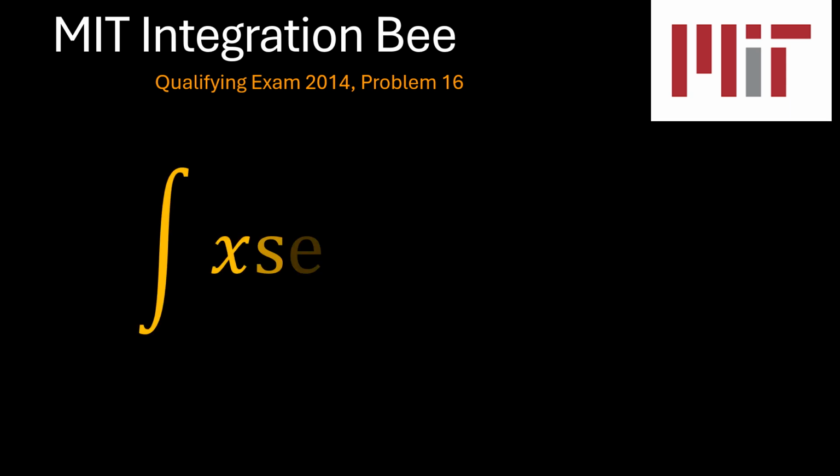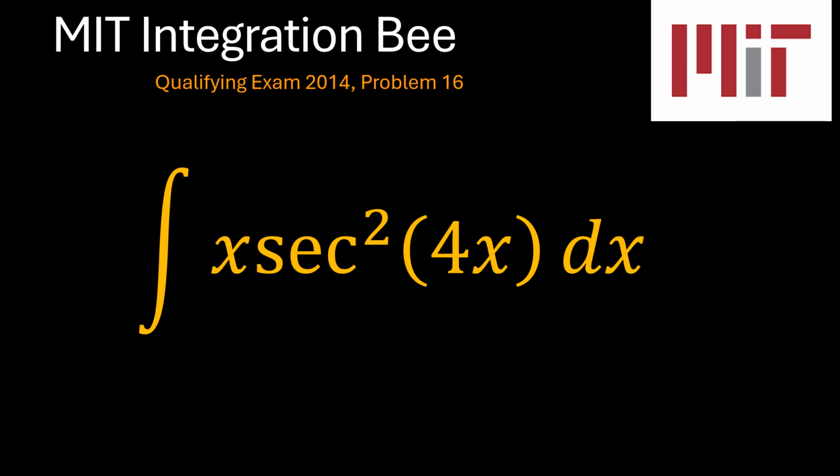This is problem 16 of the MIT Integration B qualifying exam 2014, which is the indefinite integral of x times the secant squared of 4x. So this is a fairly interesting problem. Let's see how we may be able to solve it. The problem is x secant squared 4x, right?